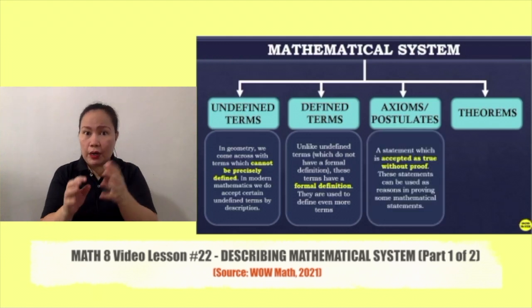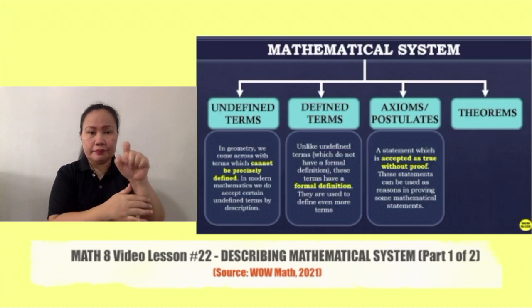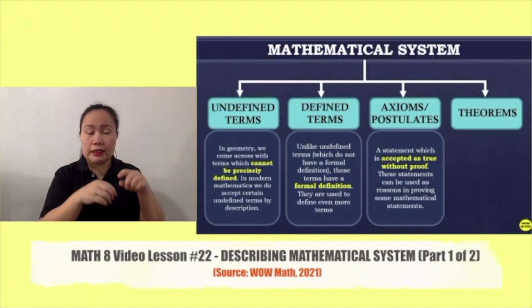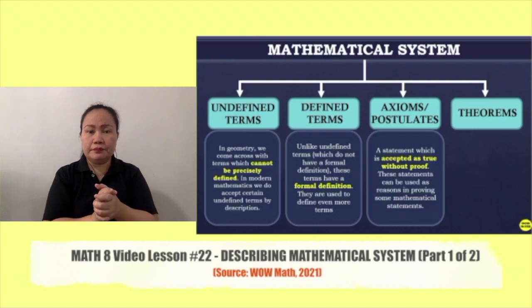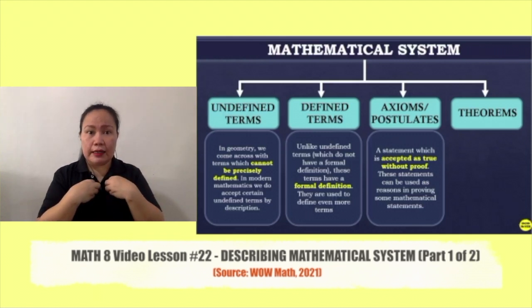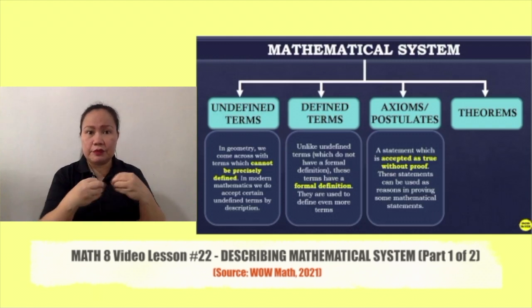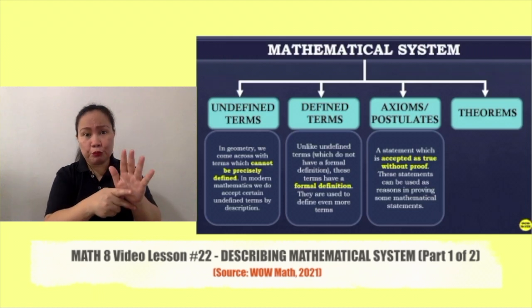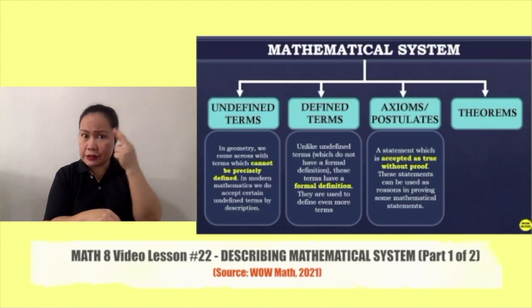Now, when we say axioms or postulates, it is a statement which is accepted as true without proof. So, ito yung tinatanggap na natin kasi very obvious naman siya na nakikita natin na ganito siya. So, ang statement na yon ay tinatanggap na natin based doon sa nakikita natin, which is very obvious. So, this is accepted as true without proof. Kahit wala siyang proof.